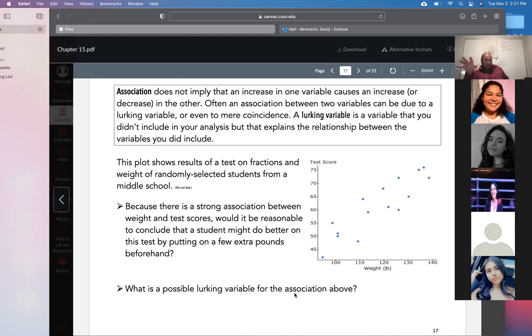Do you agree with that based upon the graph? The further to the right you are, the more you weigh; the further up you are, the higher your test scores. Yeah, it does show that. The statistics is clear. Would you say then that if you want to do better, you should put on some pounds? And this could explain why I do so good at math.